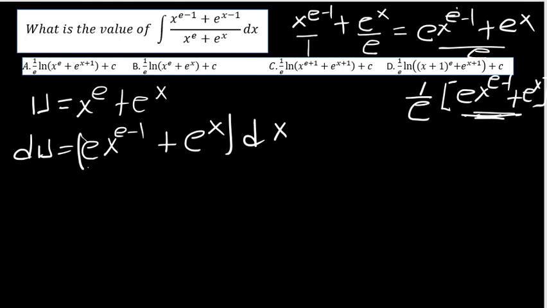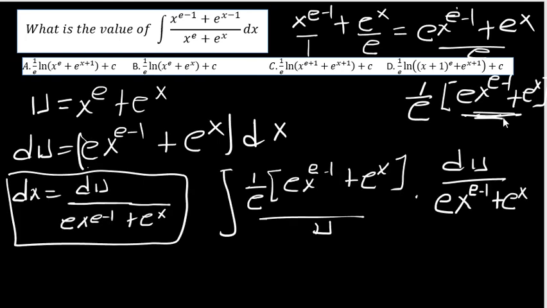Therefore, as you see here, the numerator can be simplified and written as 1 over e, then in brackets e times x to the power of e minus 1 plus e to the power of x. Therefore, we have here already du is equal to e times x to the power of e minus 1. We differentiate this one, and the derivative gave us this.